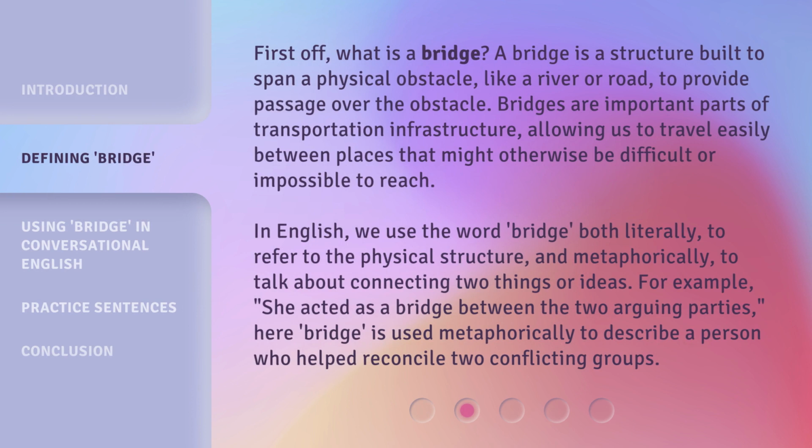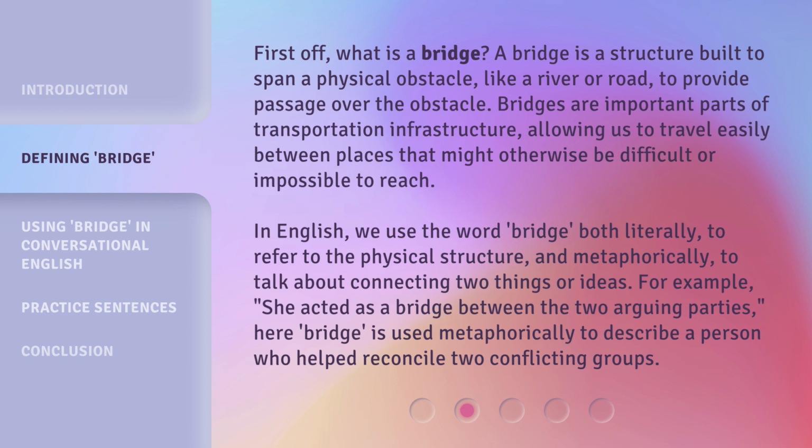First off, what is a bridge? A bridge is a structure built to span a physical obstacle, like a river or road, to provide passage over the obstacle. Bridges are important parts of transportation infrastructure, allowing us to travel easily between places that might otherwise be difficult or impossible to reach.